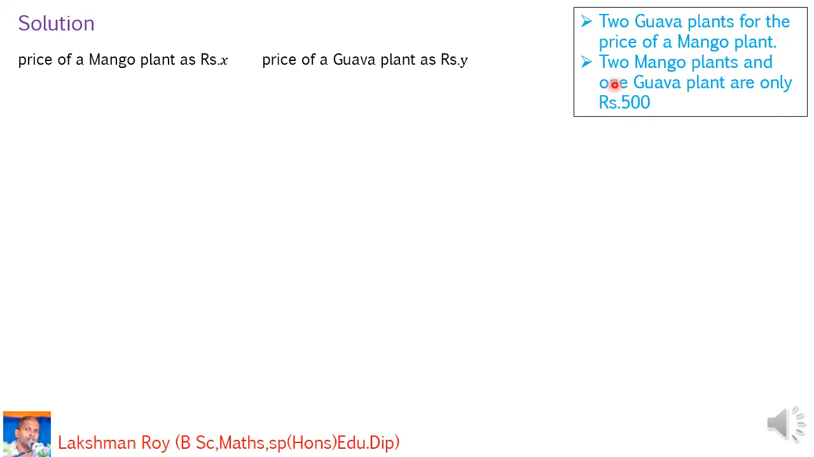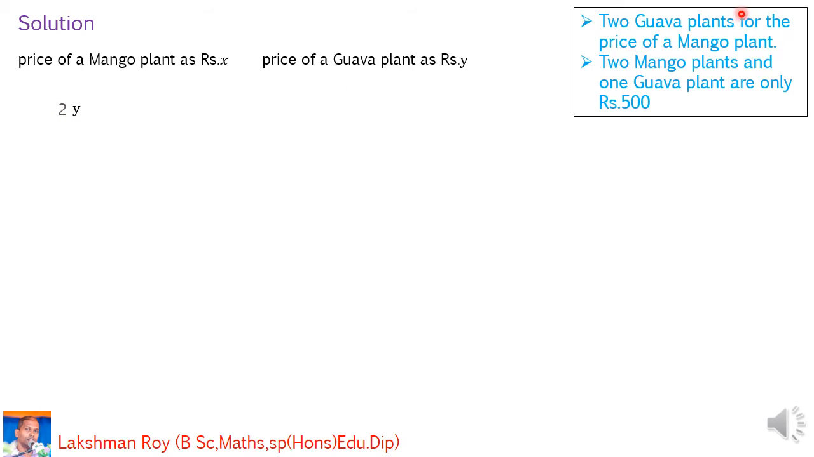Now you can see in the advertisement there are two sentences, right? So using these two sentences you can construct two equations, and that is very important. Let's see the first sentence: 2 guava plants. The price of one guava plant is Y, so you can write 1Y. Then 2 guava plants, one guava plant is Y rupees, so 2 guava plants is how many? 2 into y, so we can write 2y. This is the price of 2 guava plants.